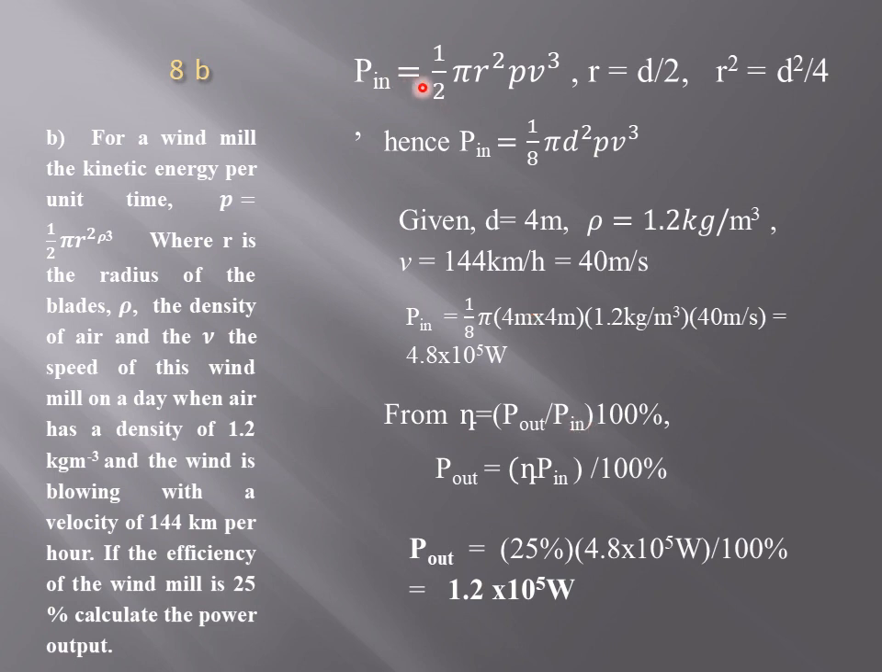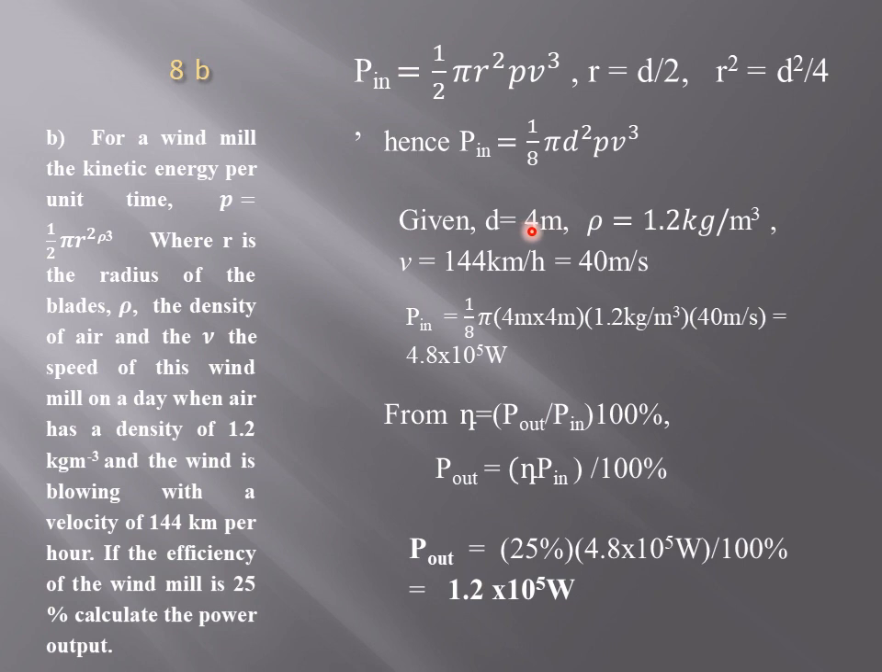There is an equation that is linking us to the power input. What is this power input? Half pi radius squared rho times velocity cubed. Now, we know that the radius is equal to the diameter on 2. So the radius squared is diameter squared on 4, because when you square the radius, you are squaring the diameter and you're squaring the 2. Hence, if we substitute in this equation, when you take this 4 and multiply by this 2, we have 1/8 pi d squared rho v to the power 3.